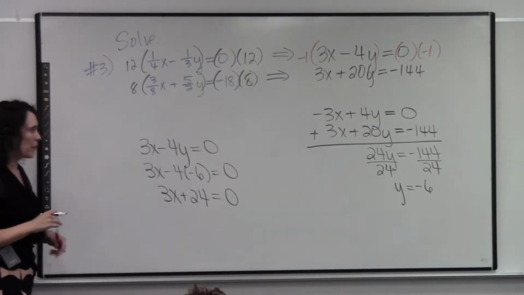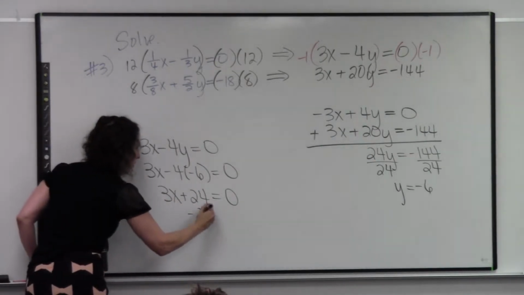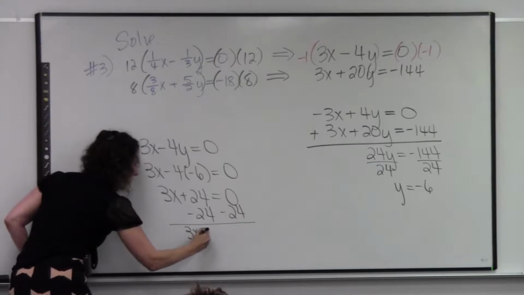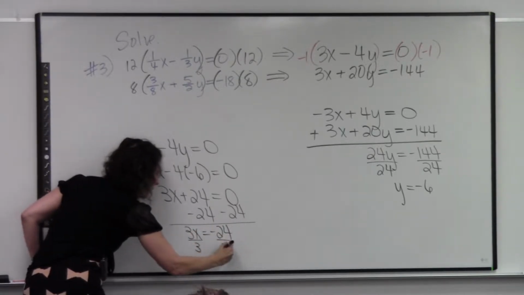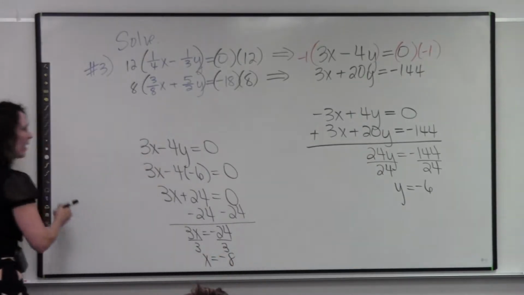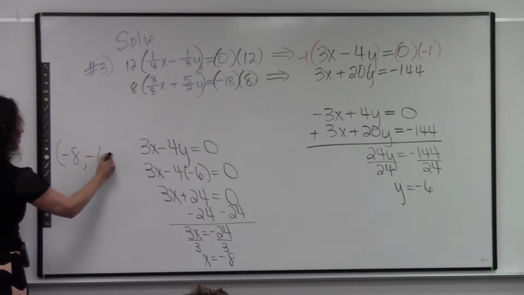All right, so I substituted the negative 6 in place of y. We're going to subtract 24 from both sides, and then divide by 3. So what's x going to be? Negative 8. So we have the ordered pair negative 8, negative 6.